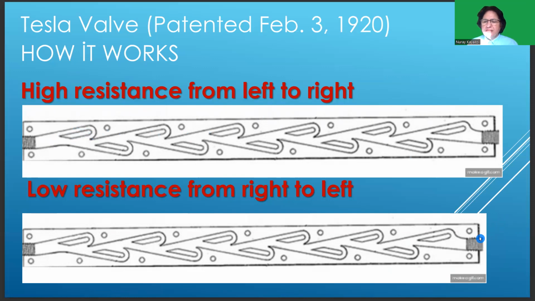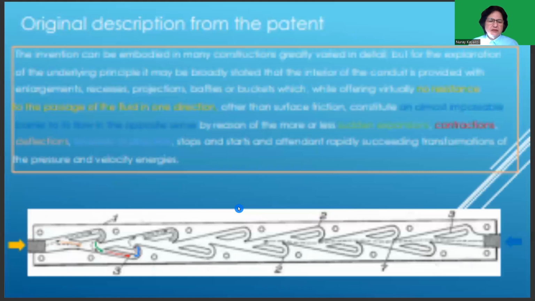On the opposite side, from right to left, the flow will move and not feel the presence of these obstacles. It will move as if there is a circular pipe. So there will be no resistance or low resistance. From right to left, like a pipe flow, there will be no decrease in the mass flow rate of fluid, but from the top, because of the high resistance, the mass flow rate will decrease. That is the basic idea of the Tesla valve.